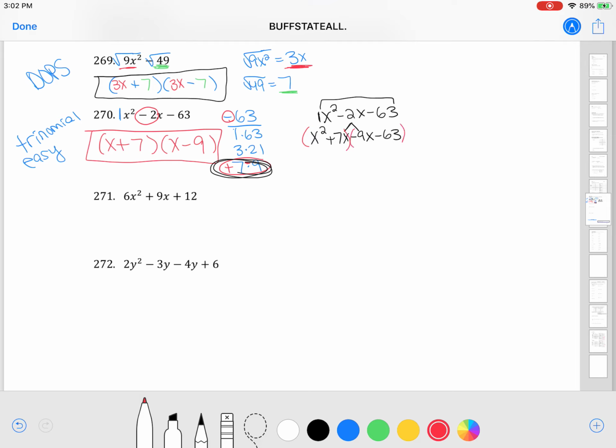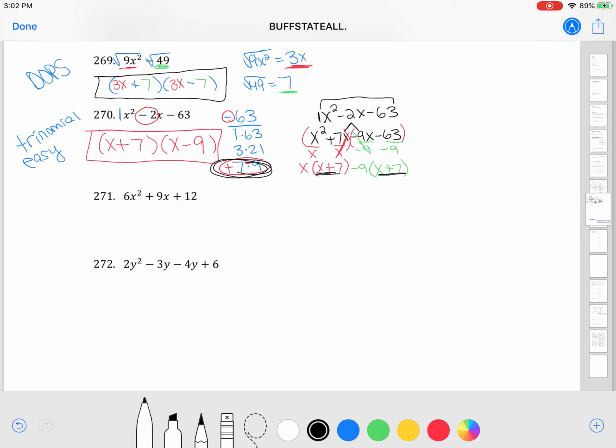You have 4 terms now, so you group them. Your GCF of the first group is x, so that x comes down, and you divide. X squared divided by x is x, and 7x divided by x, your x's cancel and leave you with a plus 7. Your GCF of the next group is going to be a negative 9, so that minus 9 comes down. These negative 9s cancel each other out, and I'm left with an x, and negative 63 divided by negative 9 is a positive 7.